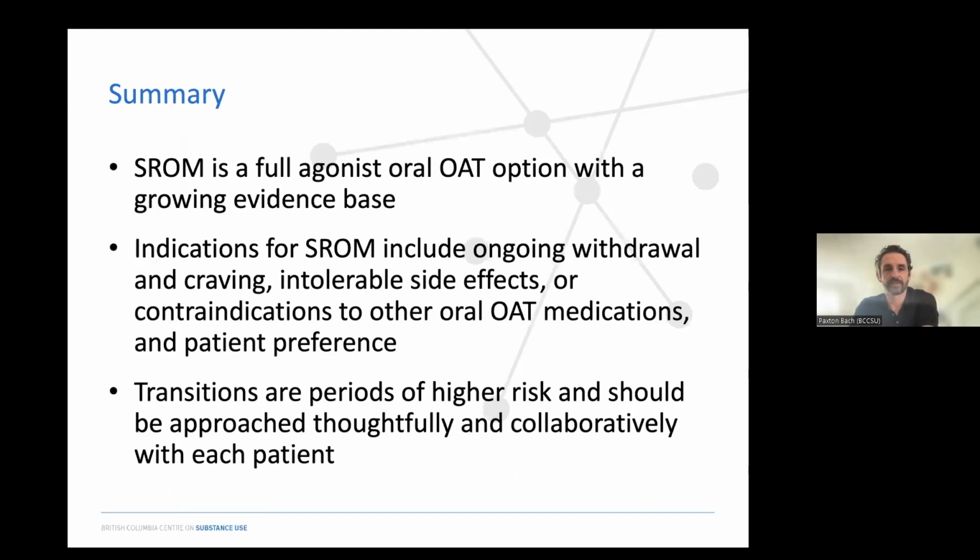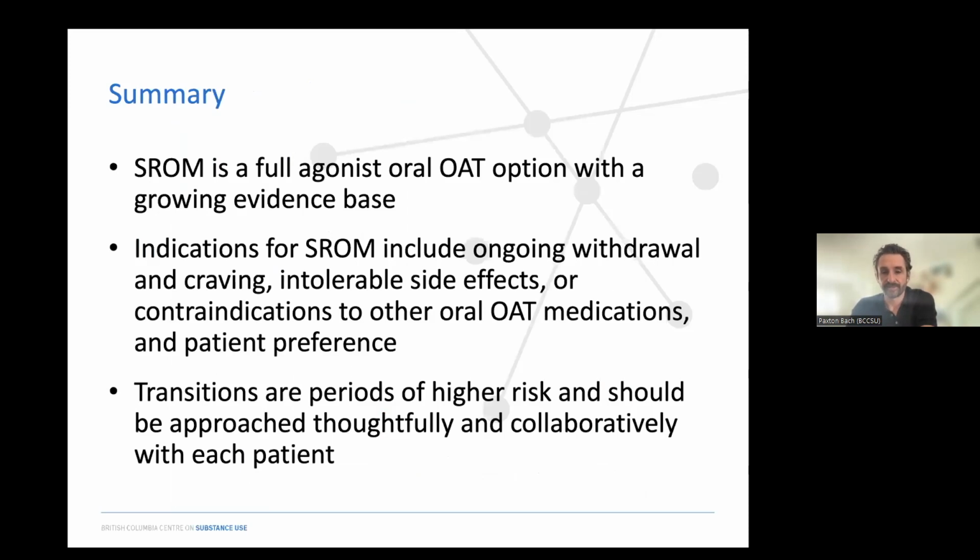So in summary, slow-release oral morphine is a full agonist oral OAT option with a growing evidence base. It is one of the 3 approved formulations of oral OAT we have in our province. Indications for slow-release oral morphine may include ongoing withdrawal and craving, intolerable side effects, or contraindications to other OAT medications, or just simply patient preference.